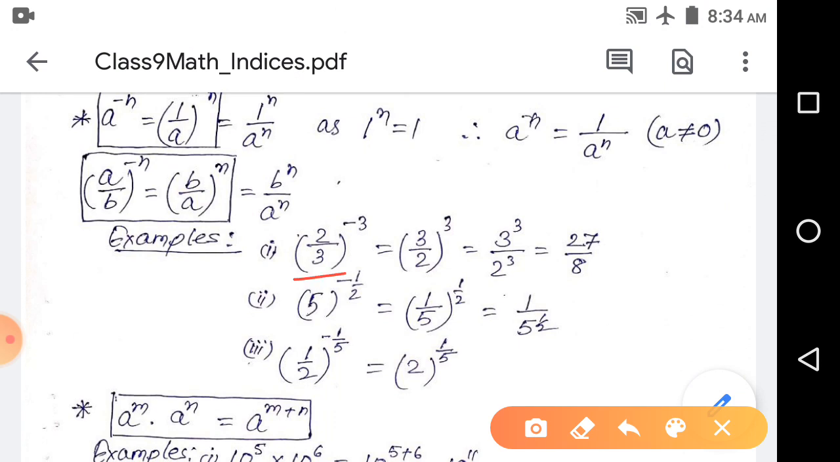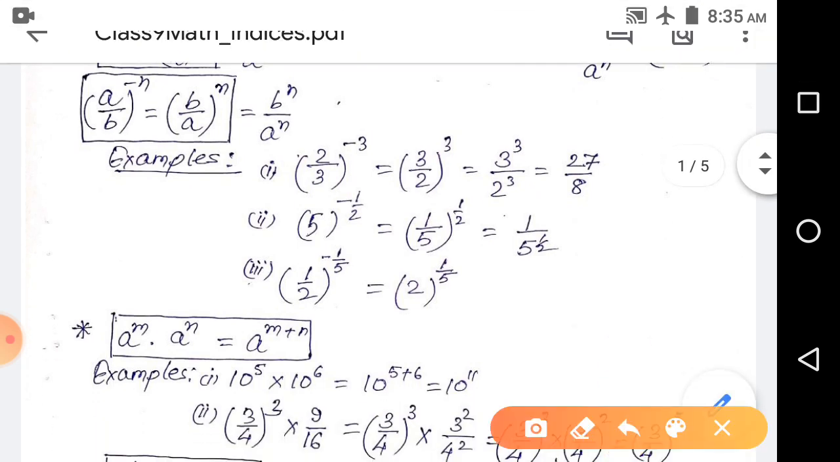We have (2 by 3) whole to the power minus 3. It can be written as the reciprocal of 2 by 3, which is 3 by 2, with a plus 3 exponent. Now for 3 by 2, the exponent is taken with 3 as 3 to the power 3 and 2 to the power 3, and after writing the values, 3 to the power 3 is 27, and 2 to the power 3 is 8. So this is the answer. We have some other examples here and those are solved, so you can easily understand.